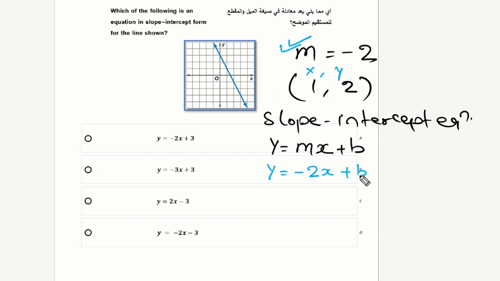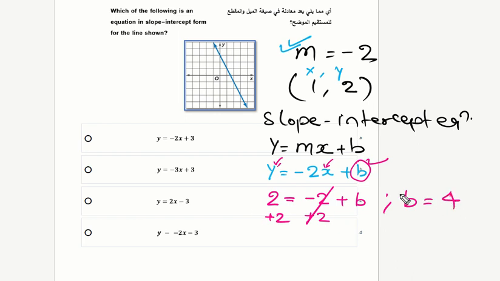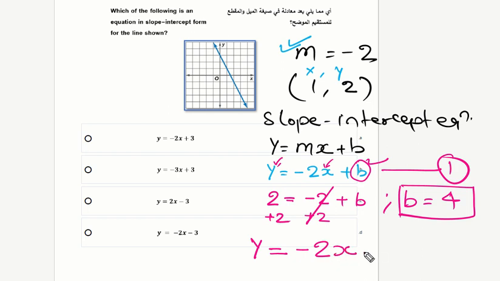Now what is the problem here? I don't know b. How will I find b? I need to put in the value of x and the value of y, which are given in the question. y is 2, x is 1. So 2 equals minus 2 multiplied by 1, which gives minus 2. Now I will add 2 to both sides. So b is equal to 2 plus 2, 4. We got our y-intercept 4. Now I substitute into the equation: y equals minus 2x plus 4. And that is your answer.